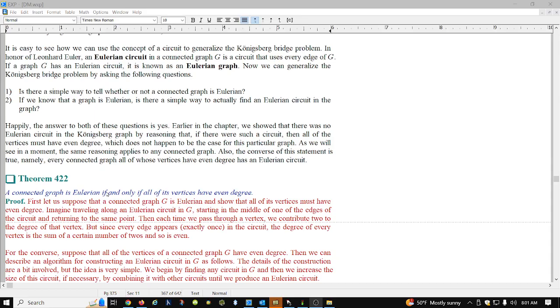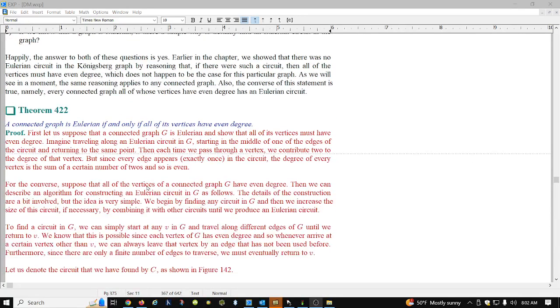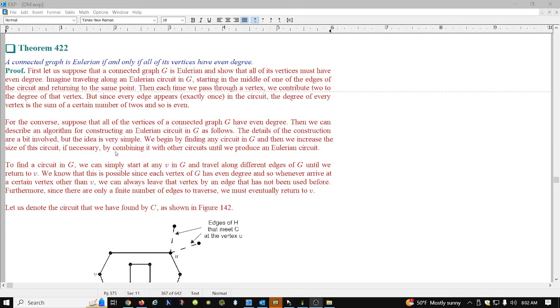So since every edge appears exactly once in the circuit, every edge is going to contribute to our count as we travel through the graph. So the degree of every vertex is the sum of a certain number of 2's. And so it's even. The converse is a bit more work. We want to show that if a connected graph has all its vertices of even degree, then the graph has an Eulerian circuit.